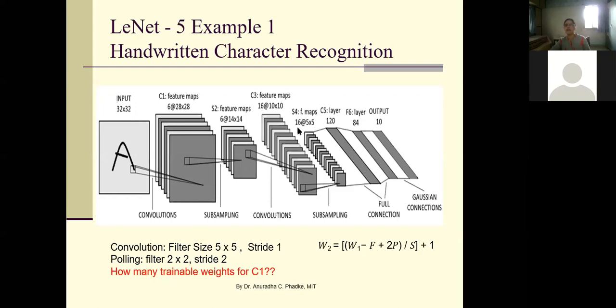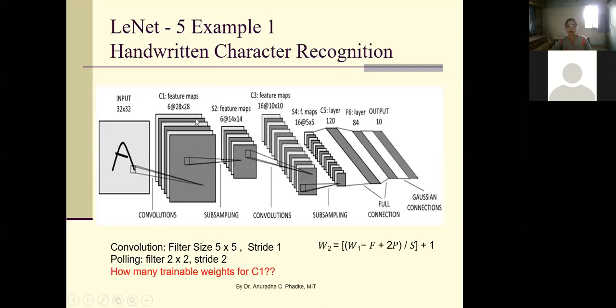So the resultant size is 16 by 5 by 5. Okay. So there are 2 convolution layers, and corresponding to the 2 convolution layers, there are 2 subsampling layers or pooling layers, for LeNet 5. Now let us talk something about trainable parameters in this network.